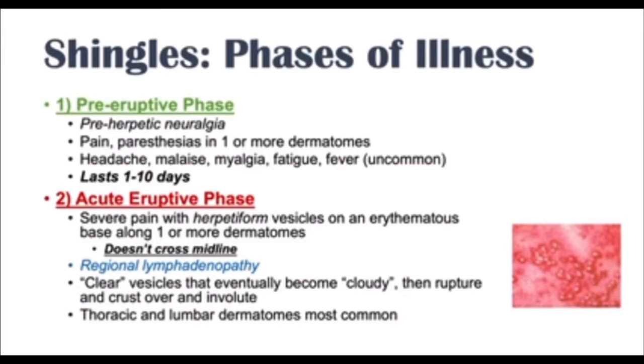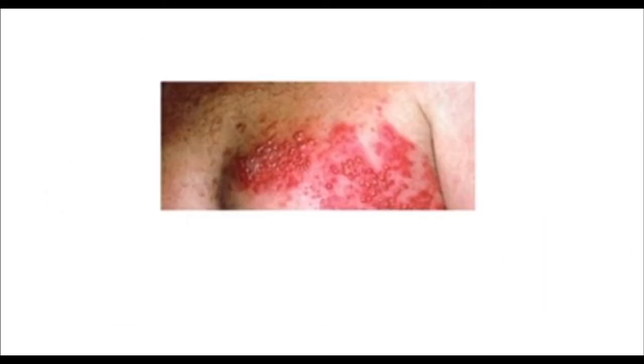And then the thoracic and lumbar dermatomes are the most commonly affected. So thoracic, up near the thorax, lumbar, so anywhere near the abdomen or lower waist area, all can be affected. And this phase generally lasts 2 to 3 days. So here's an image of an acute eruptive phase of shingles.